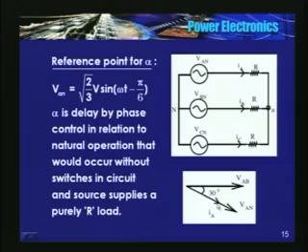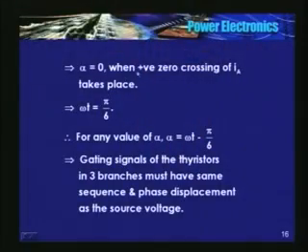So the reference point for alpha is 30 degrees from the zero crossing of the line to line voltage VAB. I'll repeat: the reference point for alpha is 30 degrees from the zero crossing of the line to line voltage. Now I'll show you. See here, alpha is 0 when the positive zero crossing of IA takes place, that is omega t equal to pi by 6. So for any value of alpha, it is omega t minus pi by 6.